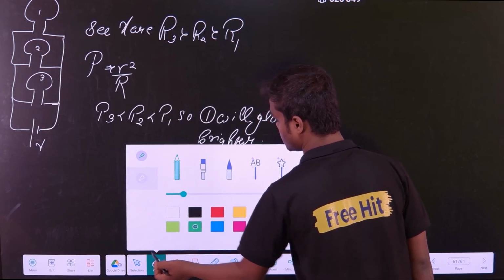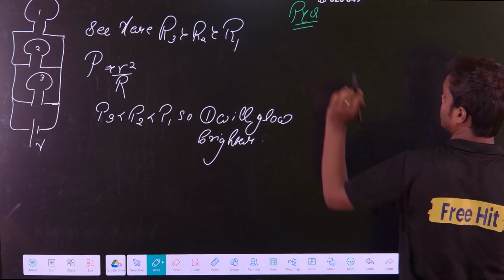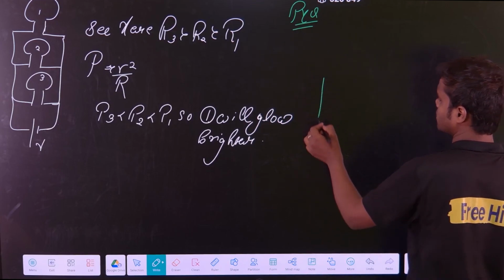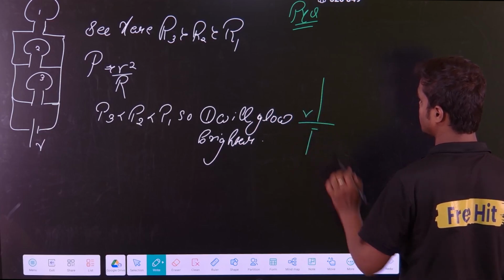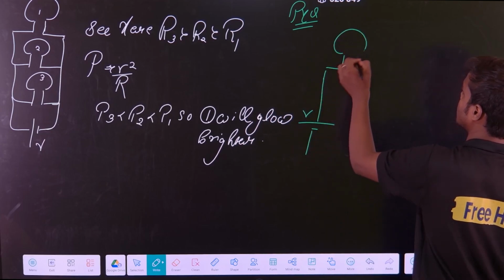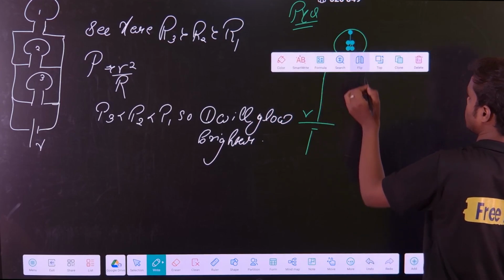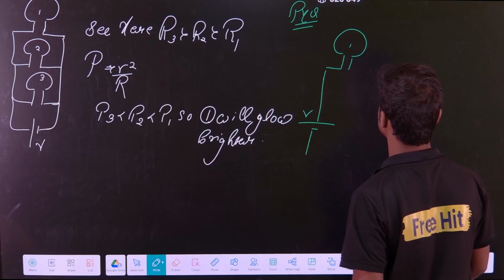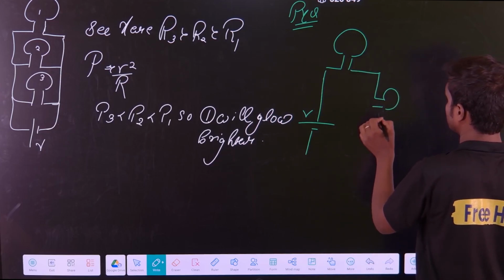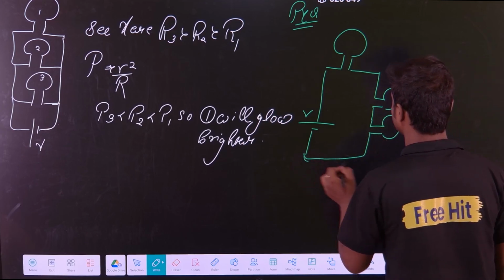Now let us see what exactly they ask. There is a previous year question, a PYQ. I don't remember whether it is from NEET or JEE, but it is a very simple question. They have given a battery of voltage V, and this is bulb 1, a very old question. Then there is bulb 2, then there is bulb 3.